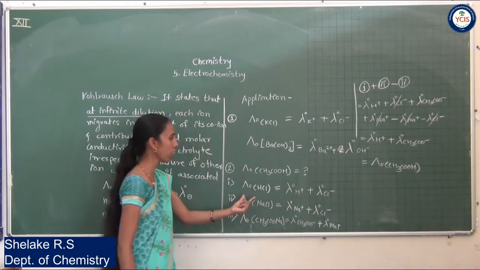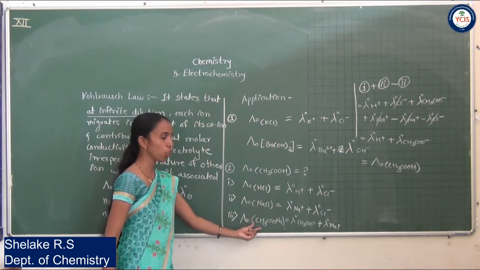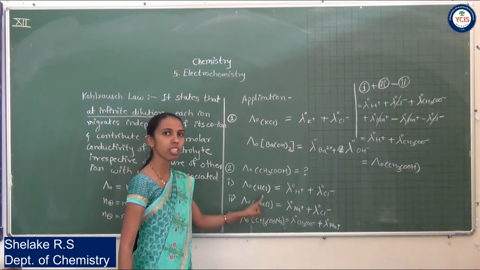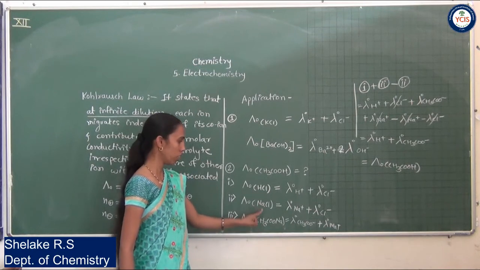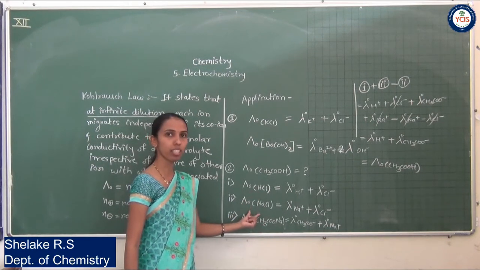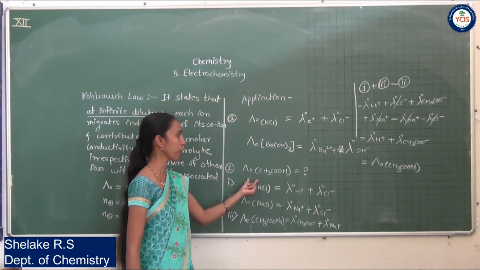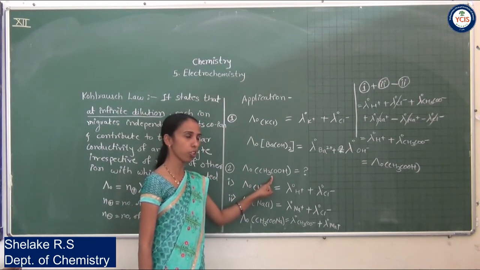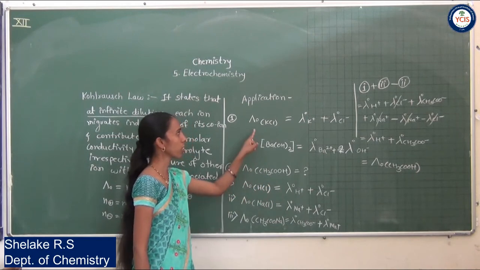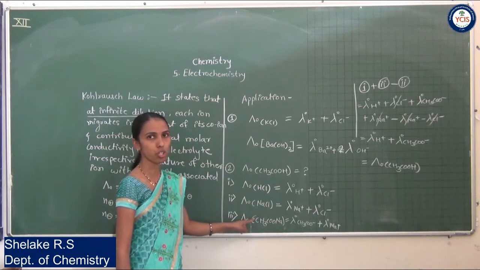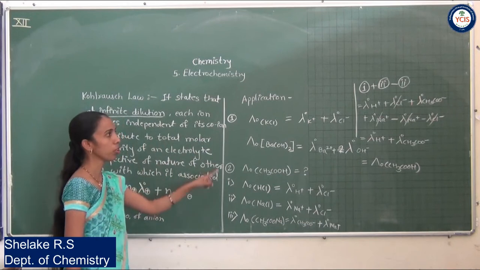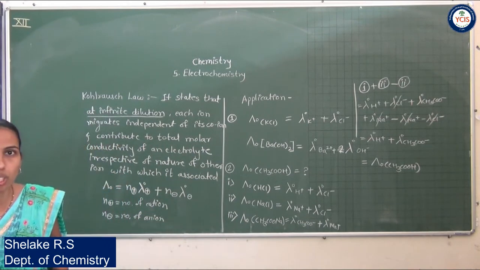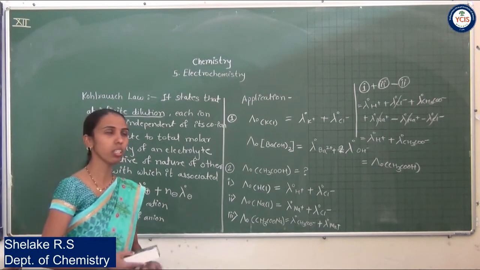So by knowing the molar conductivities of strong electrolytes, here HCl, NaCl and sodium acetate, three strong electrolytes, we can find out the molar conductivity of a weak electrolyte. So these are the two applications of Kohlrausch law. I hope you understood about the Kohlrausch law. Depending on the Kohlrausch law, we'll see the problems.